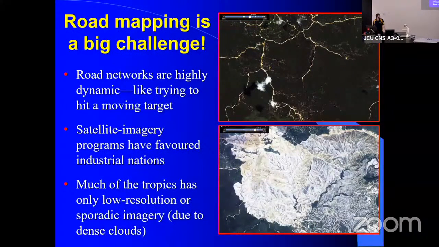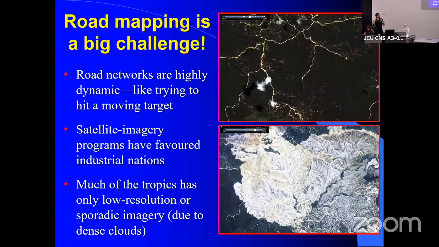The road mapping is an enormous challenge, especially in areas like the Asia Pacific, which have been undergoing rapid development in recent times. Road networks are very dynamic in time. If you look at imagery from 5 years ago, the amount of roads that have now been developed in the last 5 years is in some cases astronomical. For example, these pictures here on the left are the same location about 6 years apart.